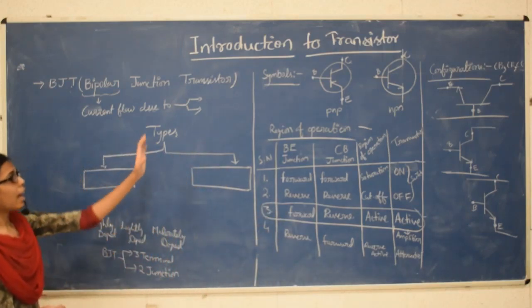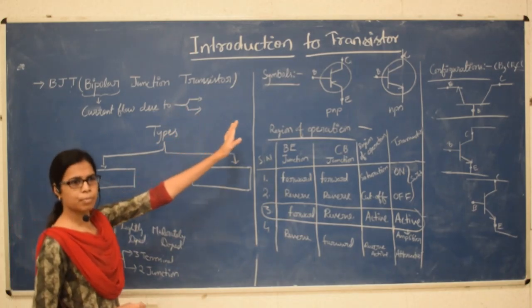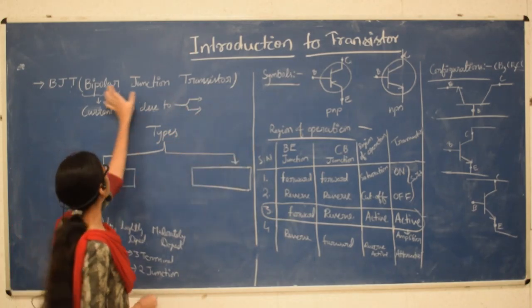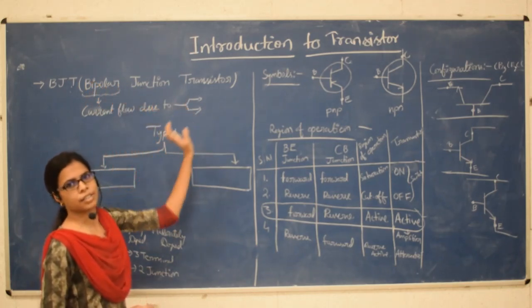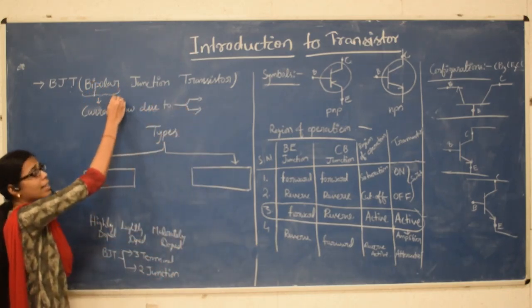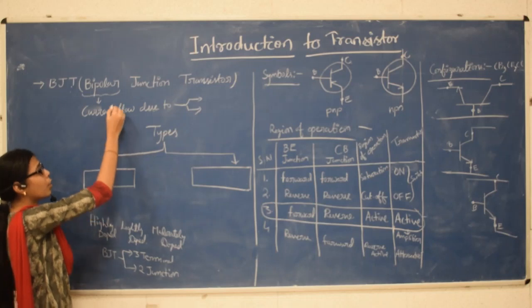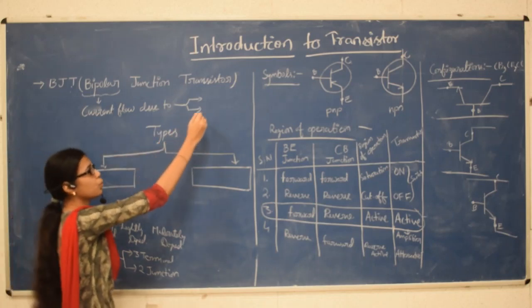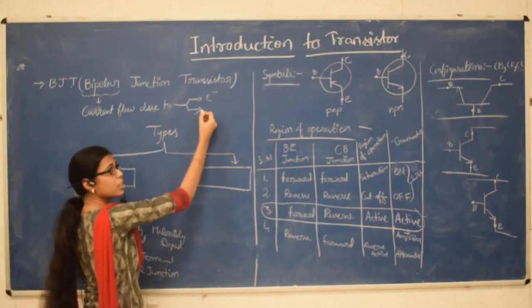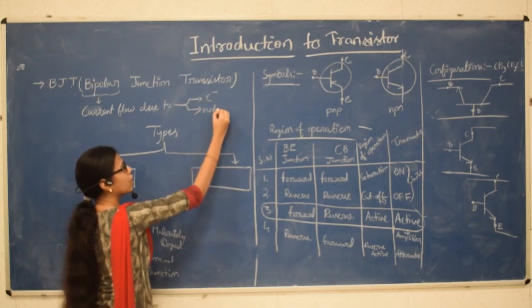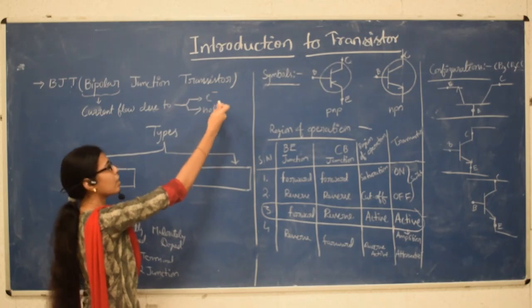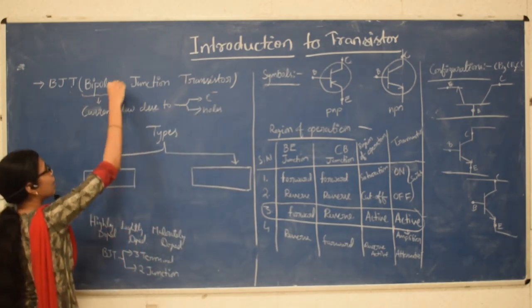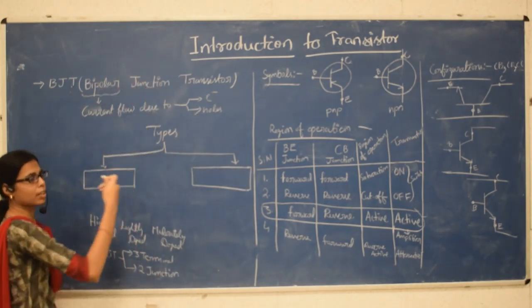So basically transistors are of various types, but in today's class we will see the BJT, that is the bipolar junction transistor. So why the name bipolar? That is because the current flow is due to both electrons and holes. Since it is due to electrons and holes, we call it bipolar. And why junction? We will see further.